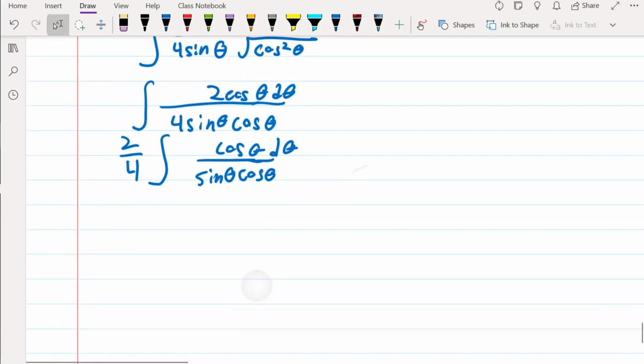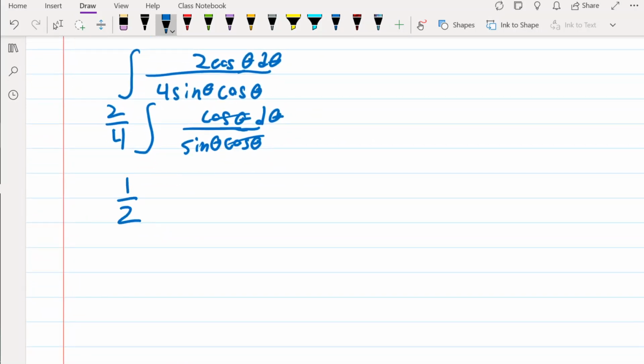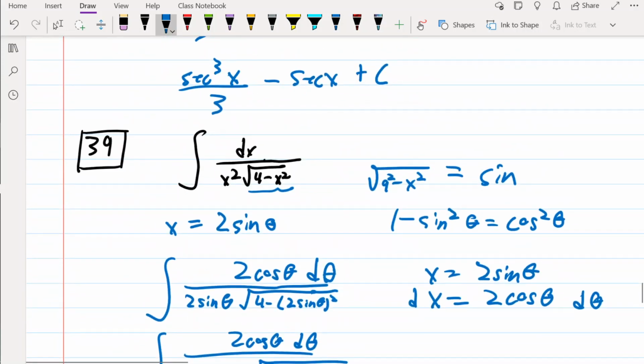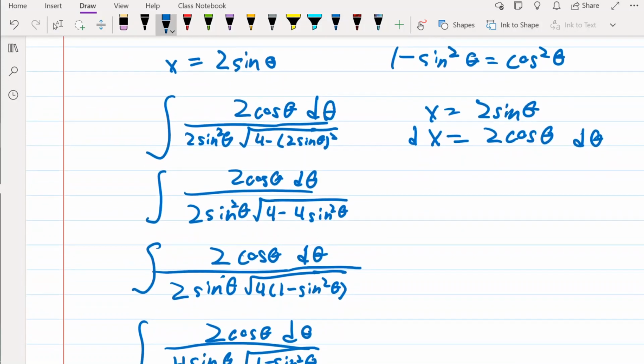All right, so from here we can cancel our cosine thetas. And then we get 1/2 times the integral of d theta over sine theta. And then 1 over sine equals CSC theta. So it's going to be the integral of CSC theta d theta, all that times 1/2. And actually, I think I'm forgetting something here. This was x squared, so there's another tiny mistake I made right there. All of this is supposed to be squared.